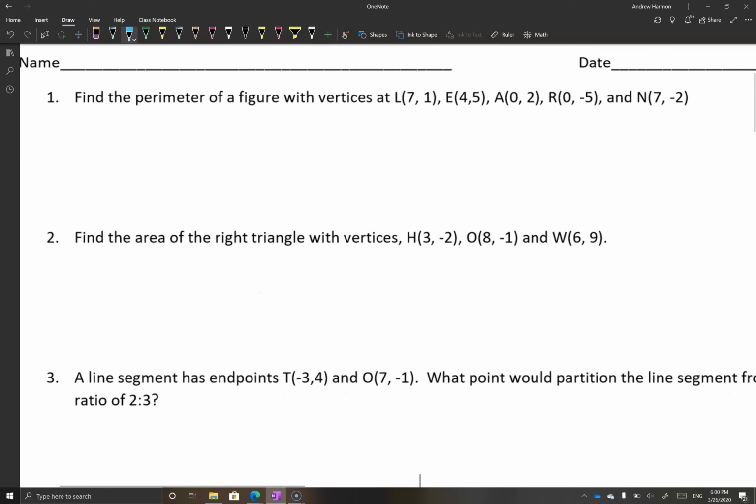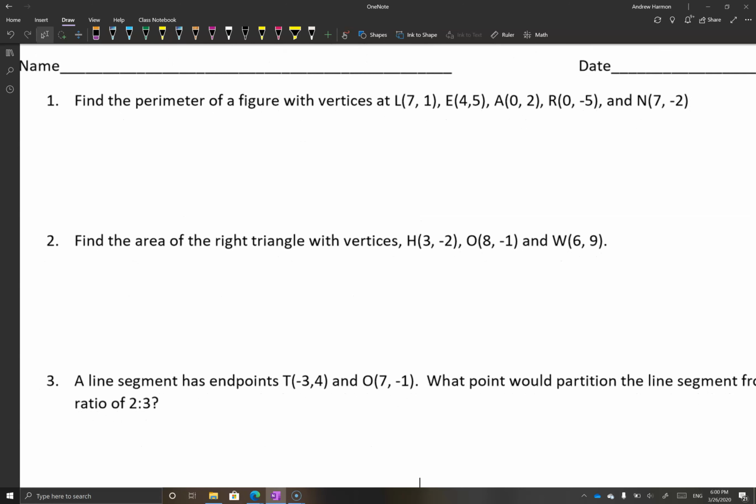Number 1, find the perimeter of a figure with vertices L, E, A, R, N. How about that? It spells learn. To get the perimeter, what that means is we have to add up all the sides of the figure. So what we need to do is figure out the distance between each pair of sides. So let's write out all the different sides we would have.